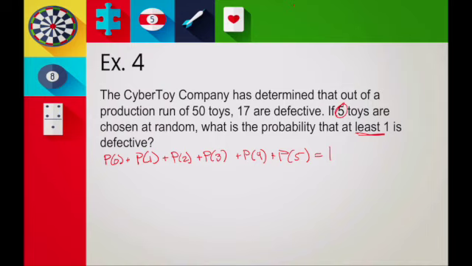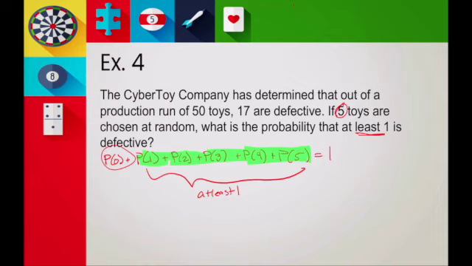But what we're looking for is this. This is our probability for at least 1, and then this is the probability of 0. So what we get is that the probability of no defective toys plus the probability of at least one defective toy add up to 1. They are complements. Either there are none or there is at least 1.